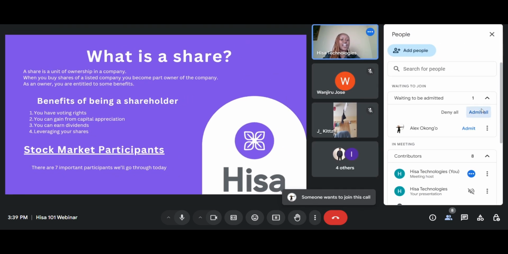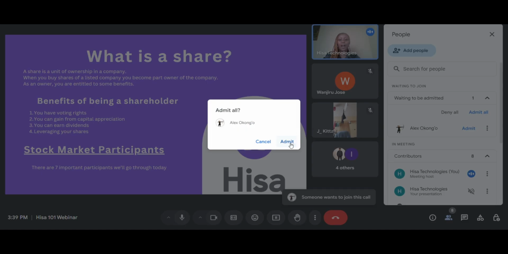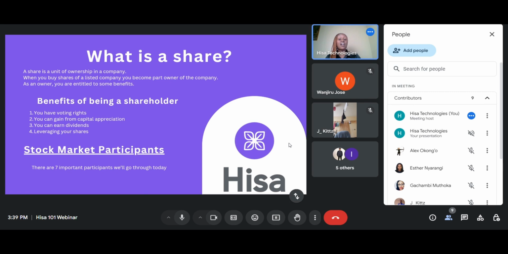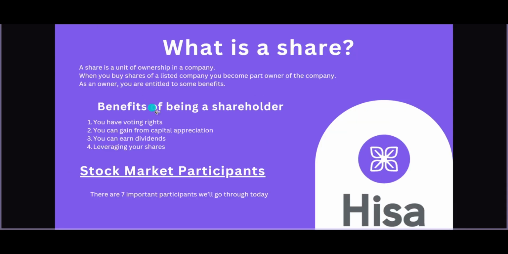I hope that is clear. Let's go on to who are the market participants. We have 7 very important participants that you as an investor should know about.